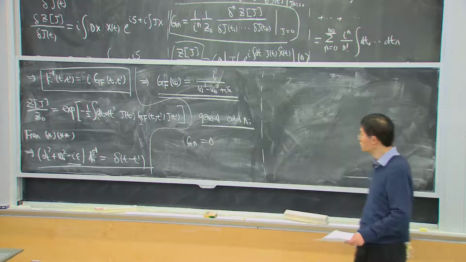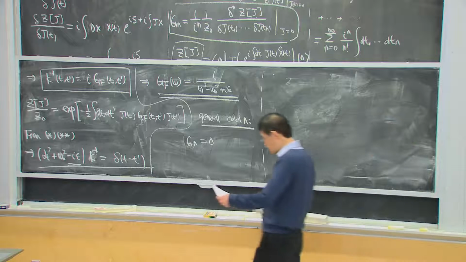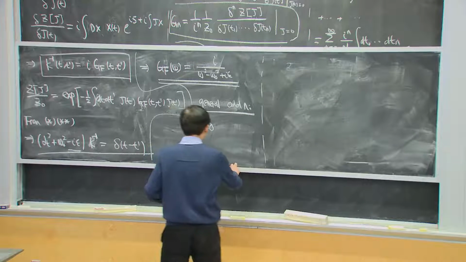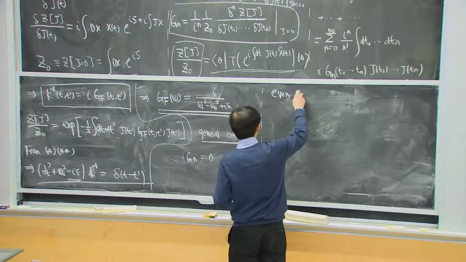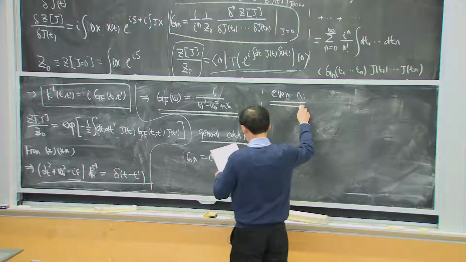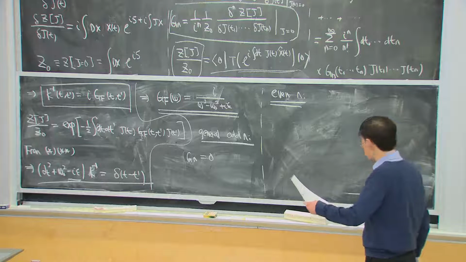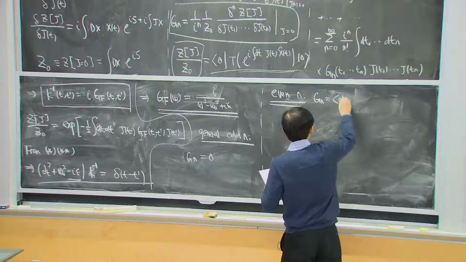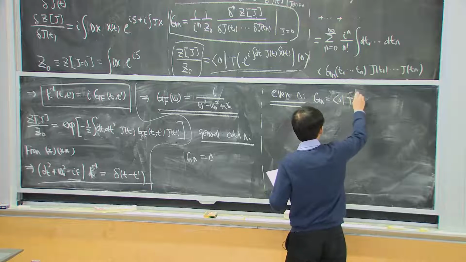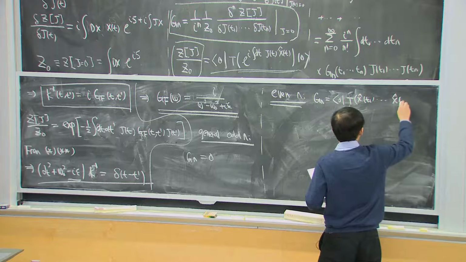And so here we get it. Now for even n, there's also a simple answer. If I have an n-point function, let me just write down G_n, say equal to <0| T x hat(t1) ... x hat(tn) |0>.